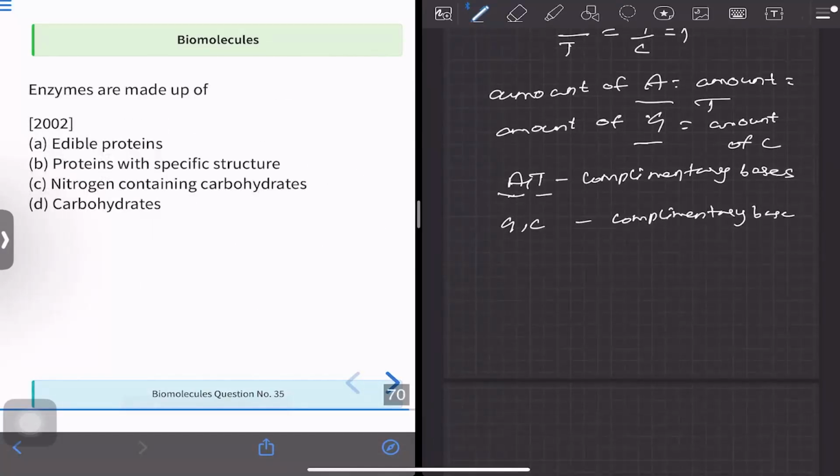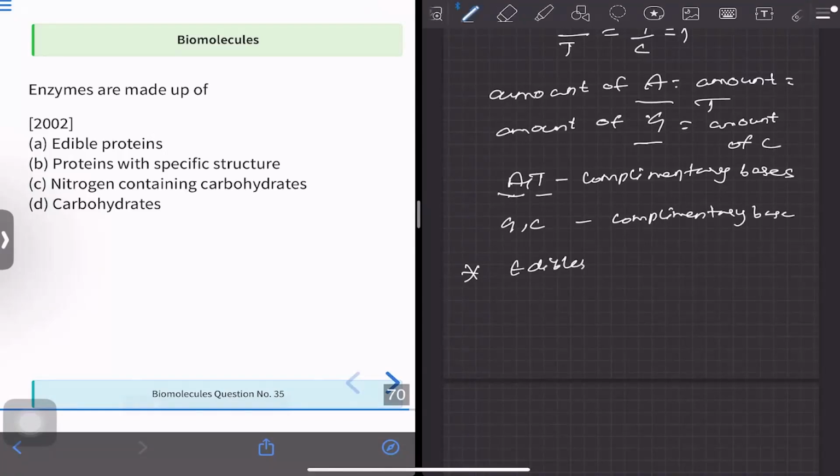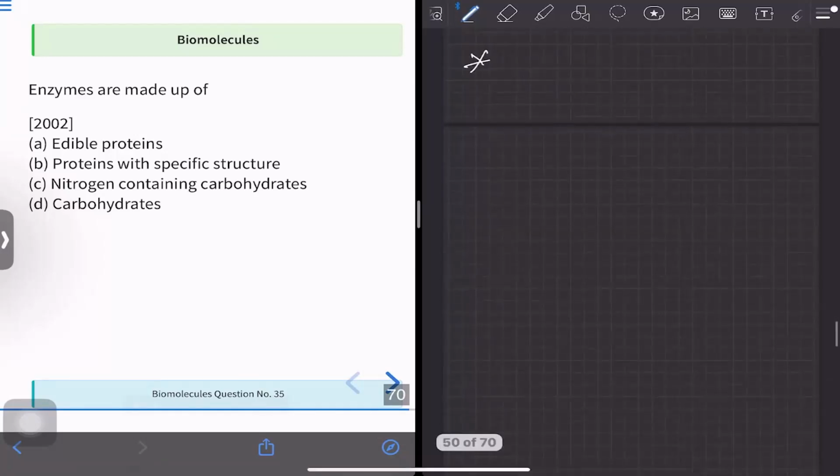Next question. Enzymes are made up of edible proteins with specific structure, nitrogen containing carbohydrates and carbohydrates. See, enzymes are not made up of edible proteins. Edible proteins can be digested. If enzymes are digested, the process which the enzyme needs to act on is inhibited. So enzymes are not made up of edible proteins.